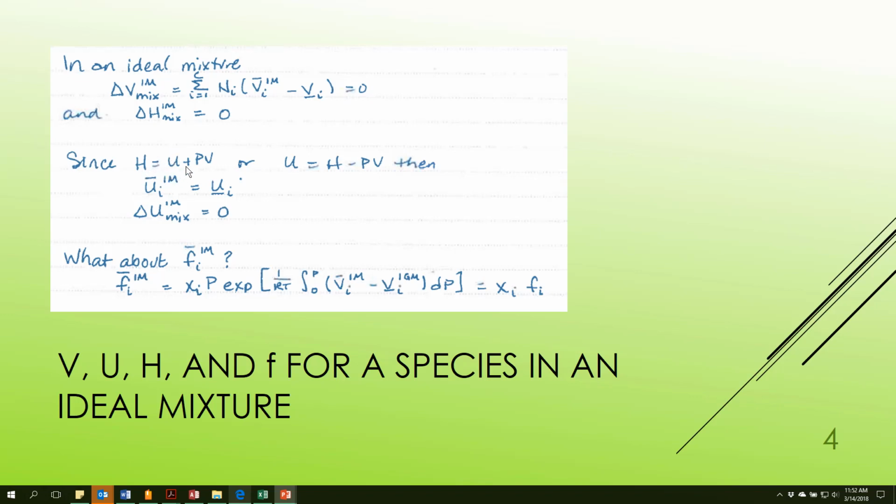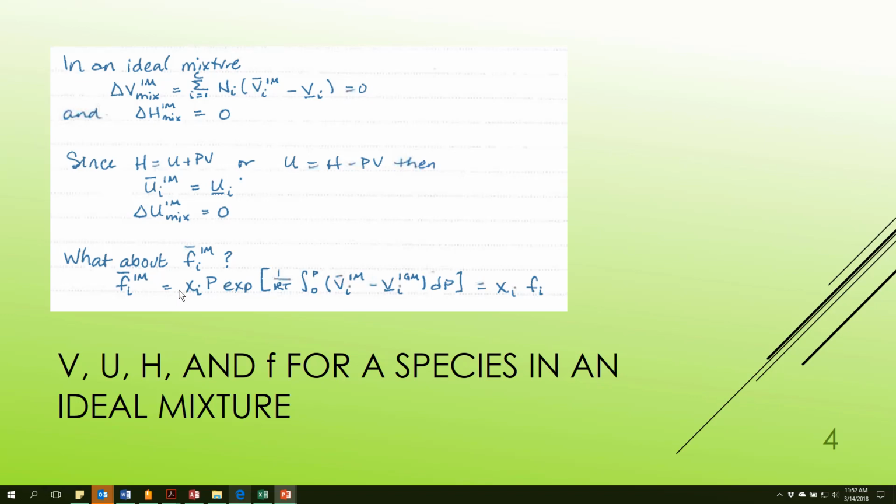For internal energy, I can use the definition of enthalpy, H is U plus PV, to get U as H minus PV. And if delta H of mixing goes to 0, and delta V of mixing is 0, then delta U of mixing has to be 0, from which we can kind of back out that the partial molar internal energy for species i in an ideal mixture is the molar internal energy for species i.